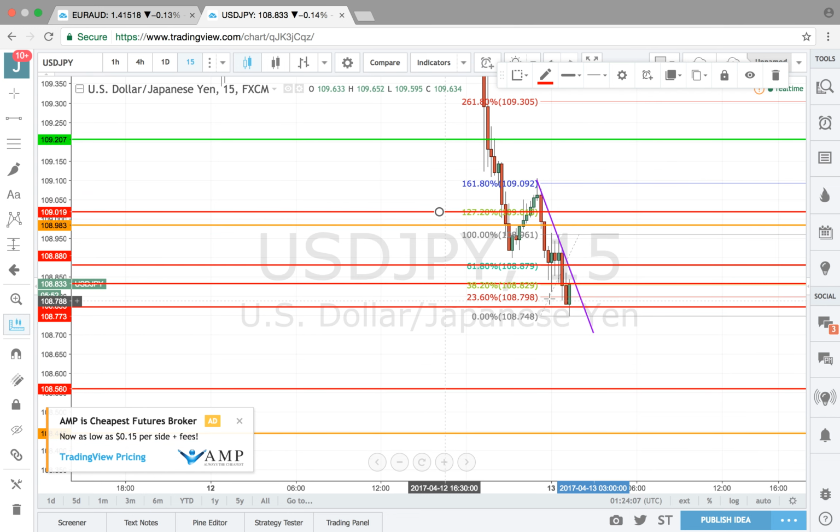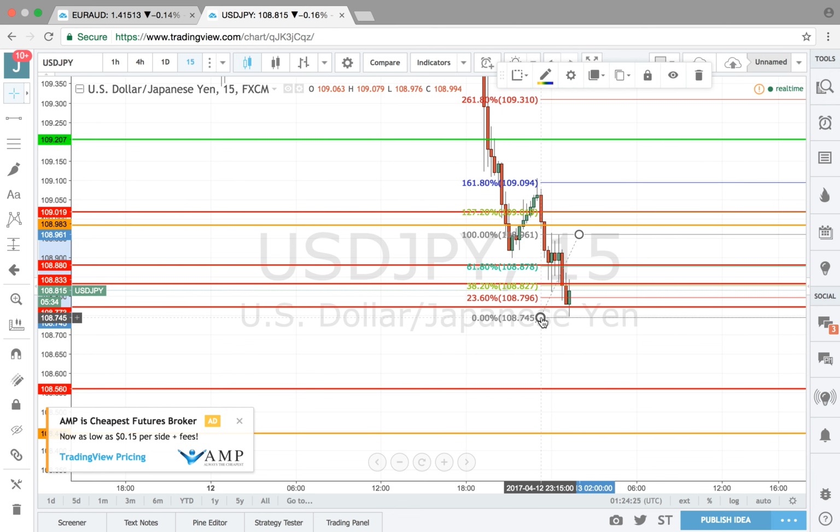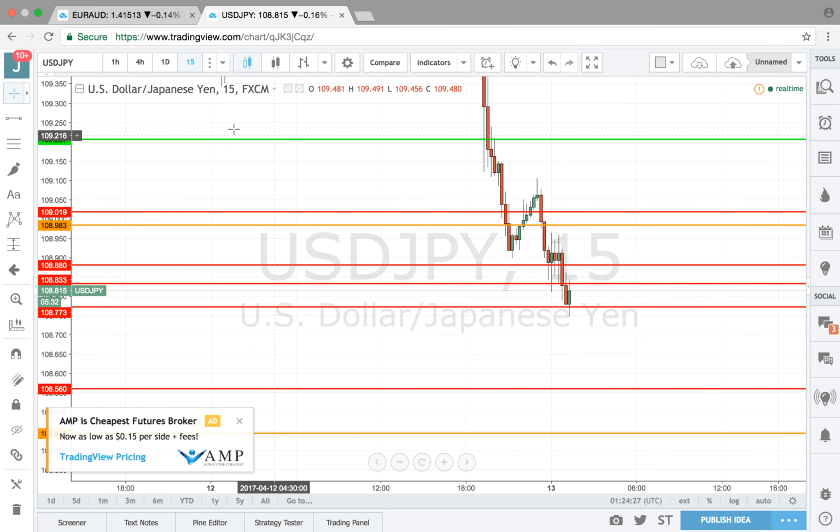So like this one, first take profit was hit. It's only 5 pips on this one. It's a lower time frame, but the second take profit would be 10. The next one would be about 30. But that's very fast stuff right there.